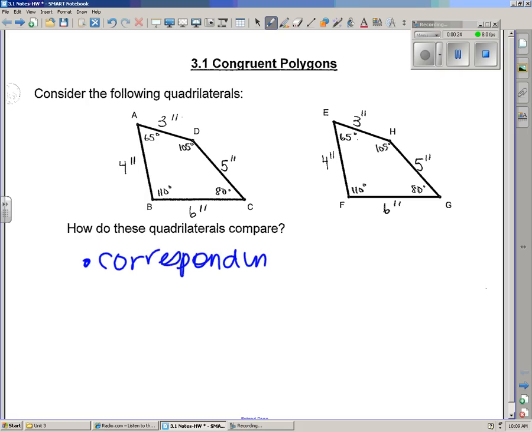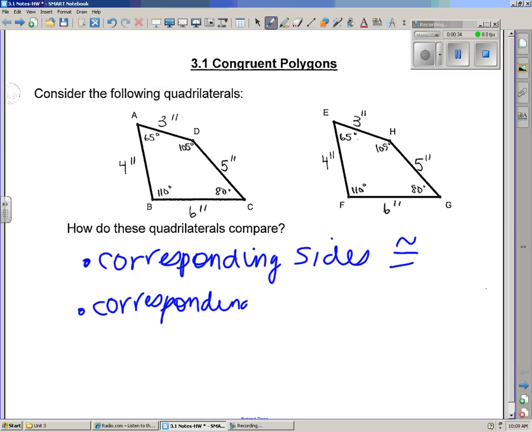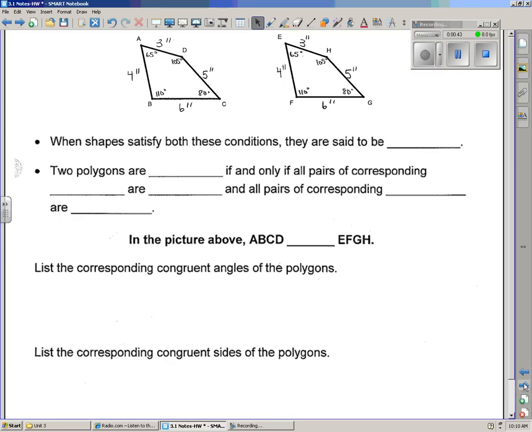And not only are the corresponding sides congruent, don't forget the symbols, but you also know that the corresponding angles are congruent. Corresponding basically just means that if you were to put one quadrilateral on top of another, they would match up perfectly. So when shapes satisfy both these conditions, the sides are congruent and the angles are congruent, then they are said to be congruent.